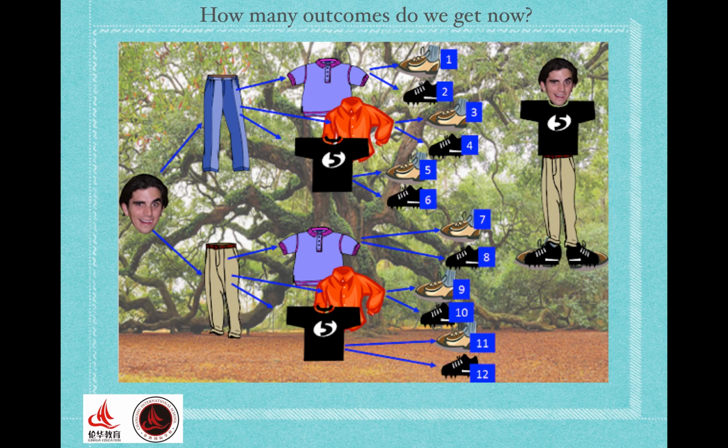Okay, so that was the video about making choices when it comes to outfit. Now let's look at this one. So how many outcomes do we get now? If you can open your notebook and write down what you think. So just remember what that video showed before. So think about how many types of pants, how many types of shirts, and how many types of shoes. Okay, and see if you can figure out what the answer is.